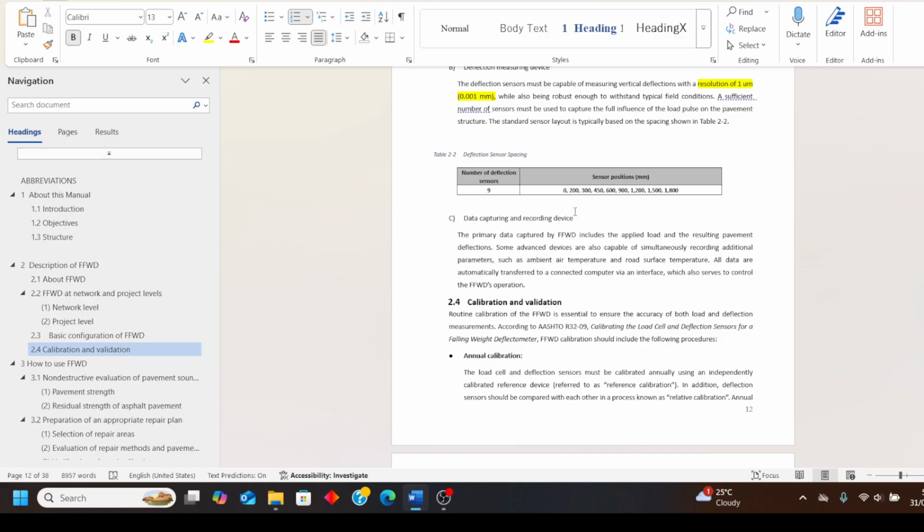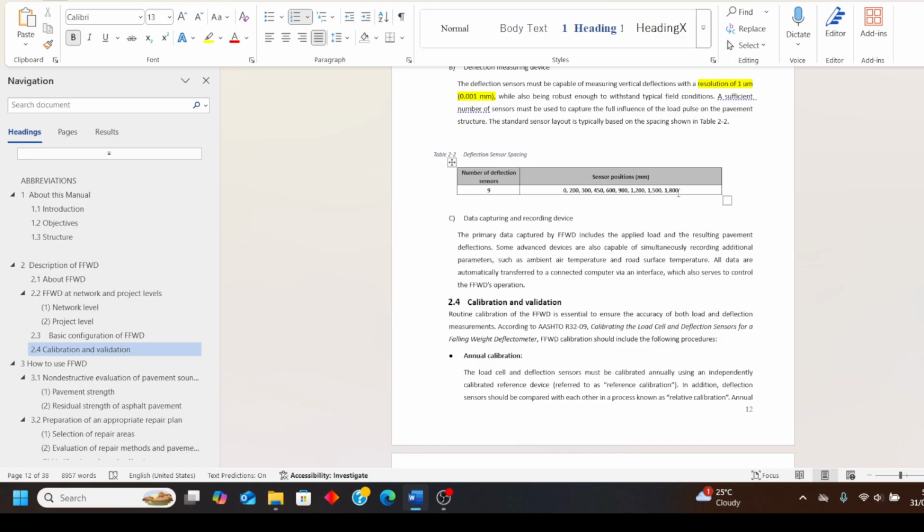So why do we have these multiple distances? The near sensors, from 0 to 600, basically capture the surface plus the base layer behavior. And the far sensors, from 900 to 1800 millimeters, capture the subgrade behavior.